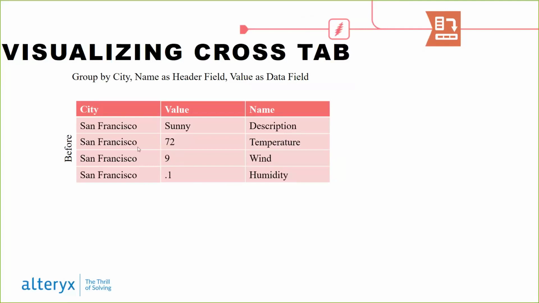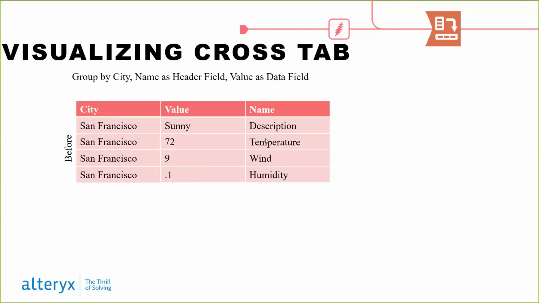So a helpful data set, but I know a lot of people, the way they might want to view it is say, hey, I want to keep this column that says the city of San Francisco, but I want this column to turn to a kind of the headers, right? I want a description, a temperature, a wind, a humidity, and I want all these values underneath these headers, okay? So there's three things that I'm going to do, and there's three options within that crosstab tool.